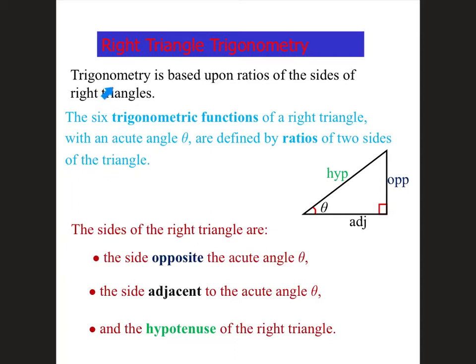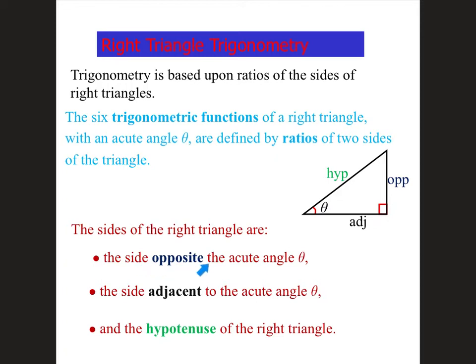Here let's look at right triangle trigonometry. Trigonometry is based upon the ratios of sides of right triangles. The six trigonometric functions of a right triangle with an acute angle theta are defined by ratios of two sides of the triangle. You can see this is hypotenuse, opposite, adjacent.